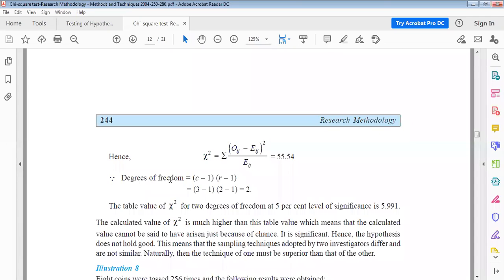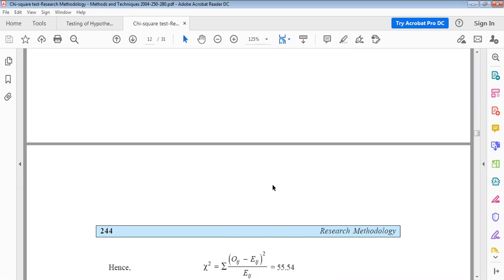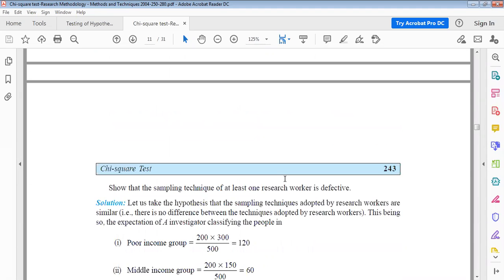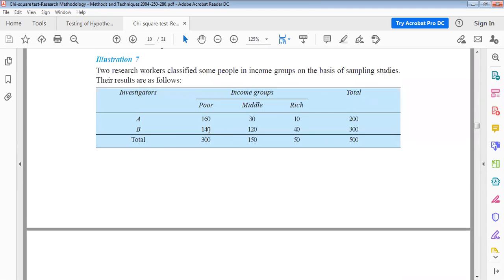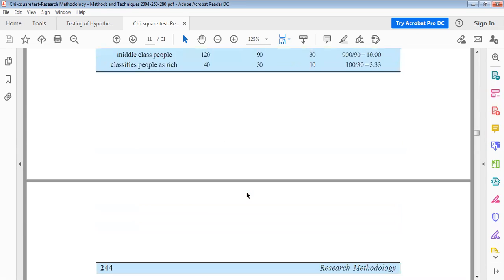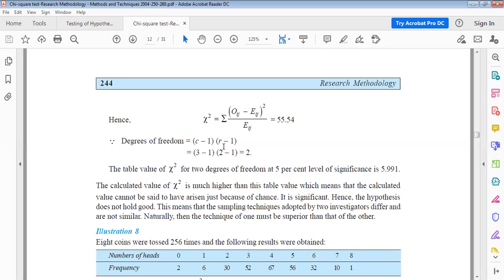Understand? Degrees of freedom, what will it be actually? Number of columns minus 1, number of rows minus 1. Number of columns, how many? 3. But number of rows, how many? 2. So this multiplication will be only 2. Number of columns is 3 in our given table: first column, second column, third column. Okay. And number of rows, first row, second row. Total number of rows, what? 2. This is how degrees of freedom can be calculated using this formula.